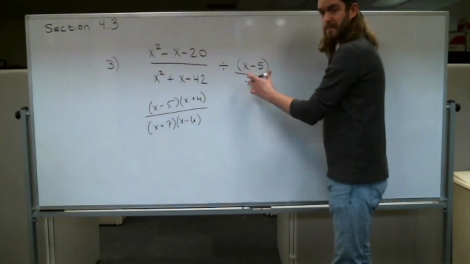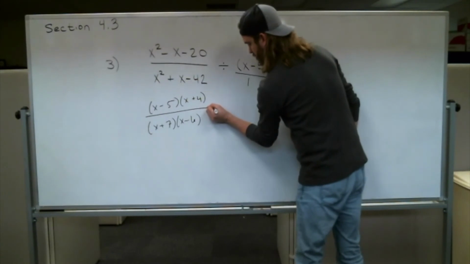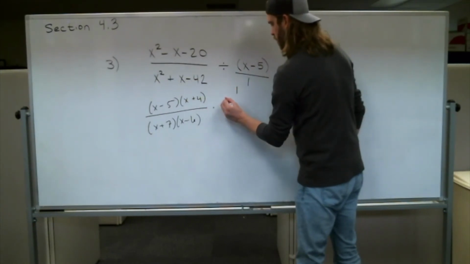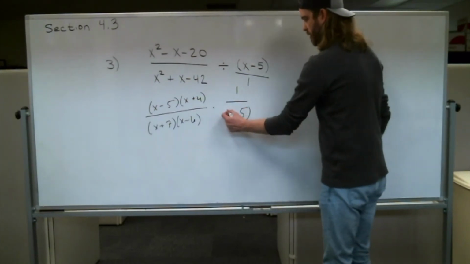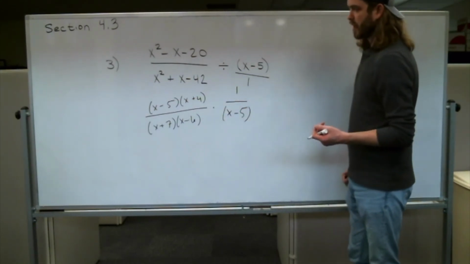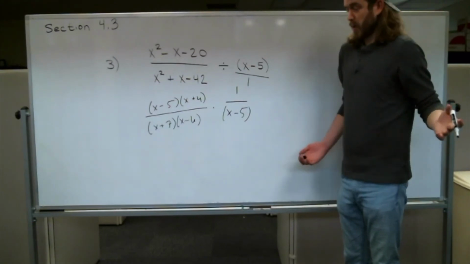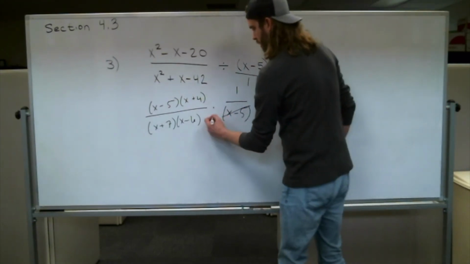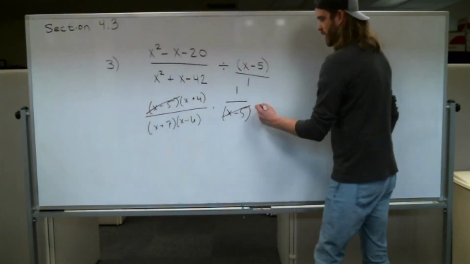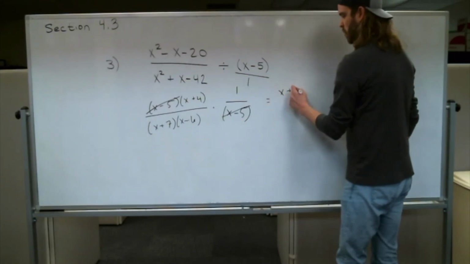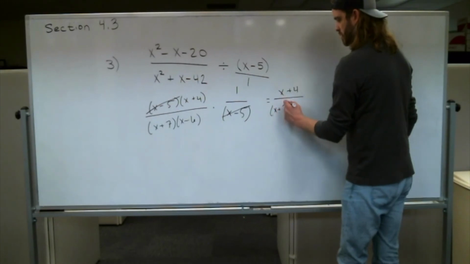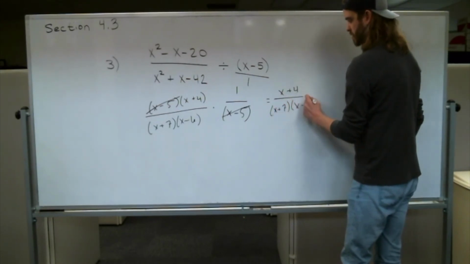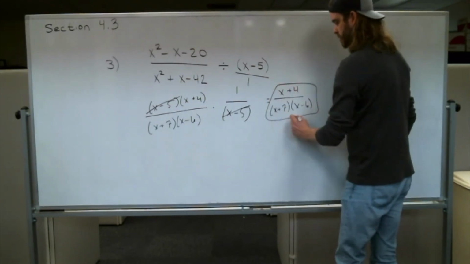And now we're going to keep, change, flip. So we're going to make this a multiplication, and we're going to flip the second one. That's going to be 1 over x minus 5. Keep that in parentheses. So now we just look and see what can cancel out. Our x minus 5's cancel out, and that's just going to give us x plus 4 over x plus 7 times x minus 6. And that's our final answer.